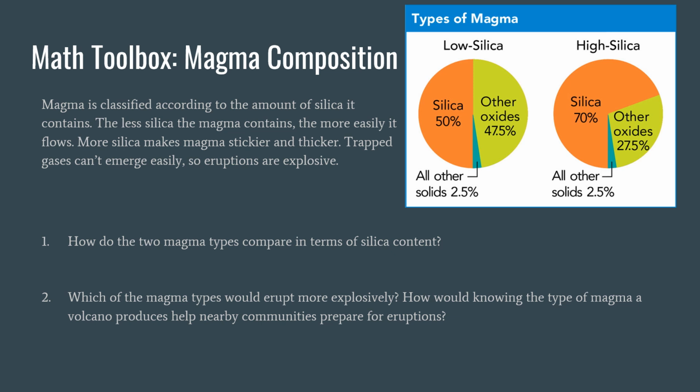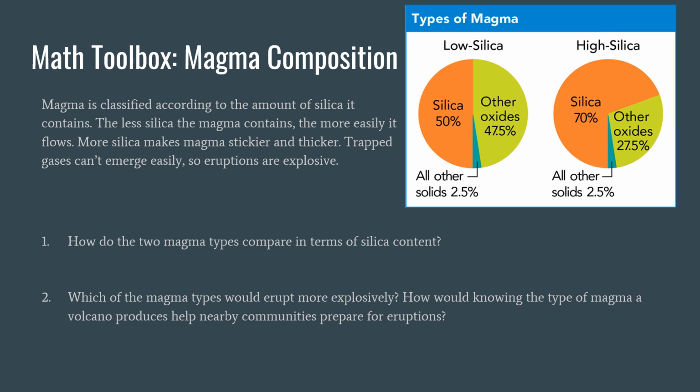The less silica the magma contains, the more easily it flows. More silica makes magma stickier and thicker. Trapped gases can't emerge easily, so eruptions are explosive. Okay, so our low silica has about 50% silica, whereas the high silica magma is comprised of about 70%.